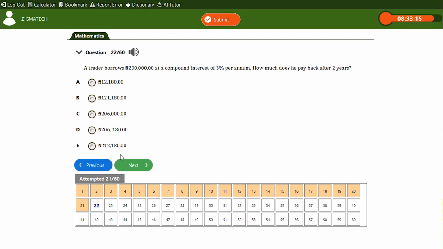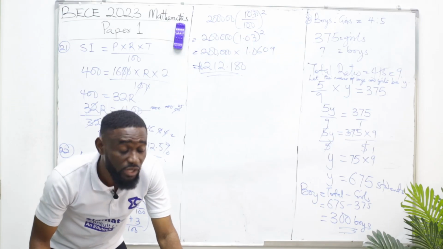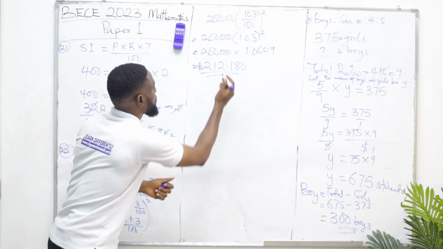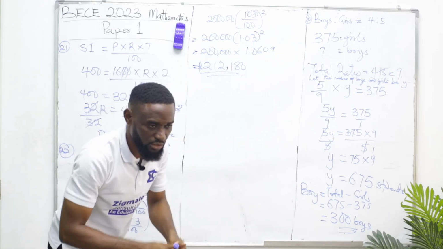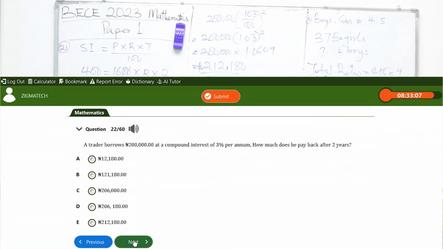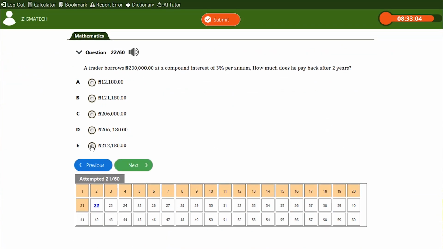202,180. Sorry, 180. Okay, so that is what this young man will pay, which is option E. All right, 202,180 naira, please. All right, let's move to the next one, so let's go to 23.